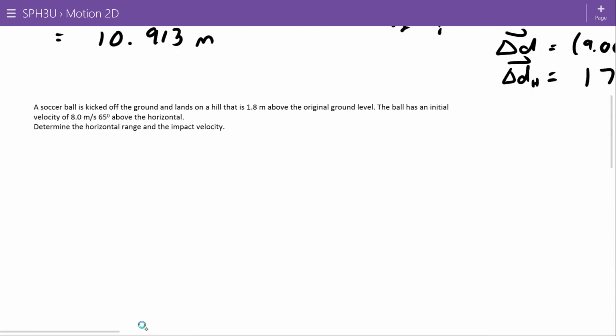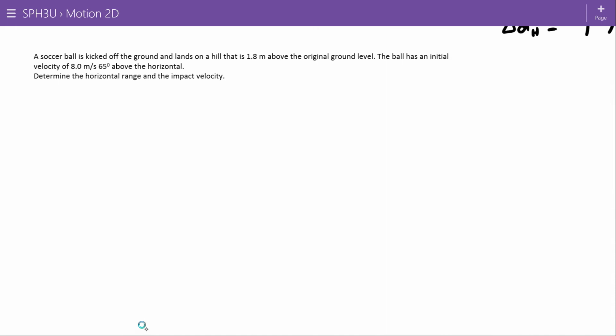Okay, one more projectile example here. We're going to deal with the situation where the object is going to land higher than it started in the first place. A soccer ball is kicked off the ground and lands on a hill that is 1.8 meters above the original ground level. The ball's initial velocity is 8.0 meters per second, 65 degrees above the horizontal. Determine the horizontal range and the impact velocity.